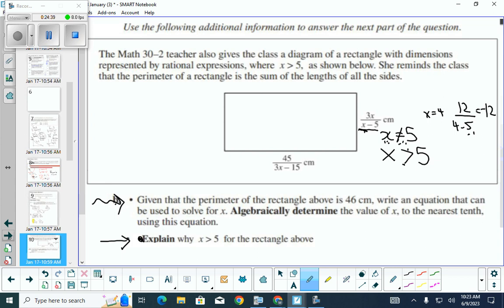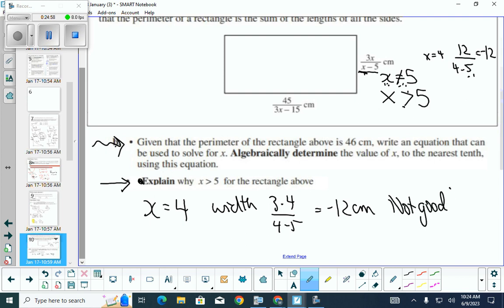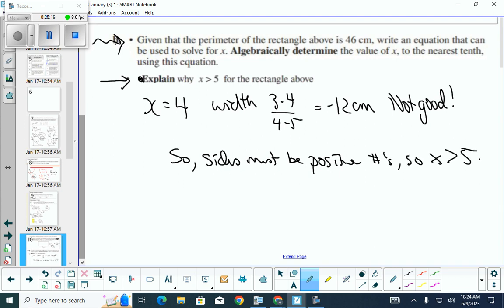So when it says explain why, what you could do for the explanation is say, well, if x equaled 4, for my widths, I would go 3 times 4 over 4 minus 5. So that would be negative 12 centimeters. And that is not good. You don't have to be fancy in your explanation. So then you would say, so my sides must be positive numbers, so x must always be greater than 5.